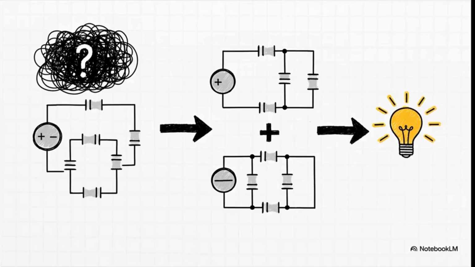This is the core magic of superposition right here. It's for those circuits that have multiple independent sources, like a few batteries and a current source all working at the same time. So instead of trying to solve that messy combination all at once, superposition lets you turn off all the sources but one. Solve that now simple circuit, and then just repeat that for each source. Then you just add up all the results. It's beautiful. One hard problem becomes several easy ones.